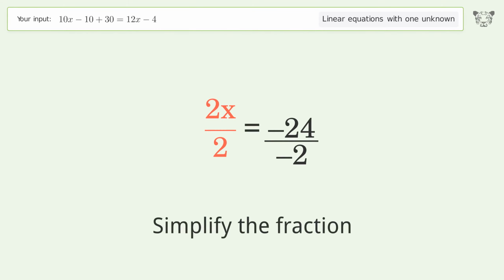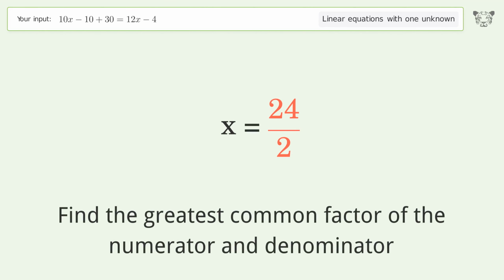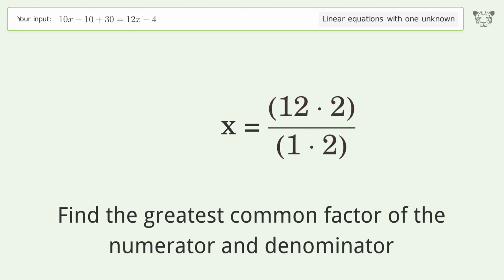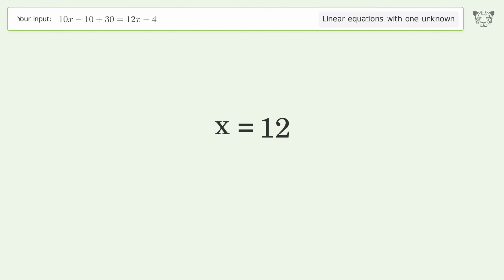Simplify the fraction. Cancel out the negatives. Find the greatest common factor of the numerator and denominator. Factor out and cancel the greatest common factor. And so the final result is x equals 12.